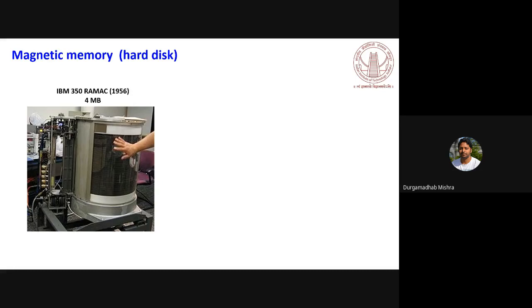Now we will talk about the magnetic memory in the hard disk form. Okay, any questions so far?